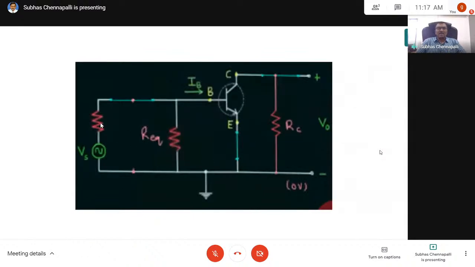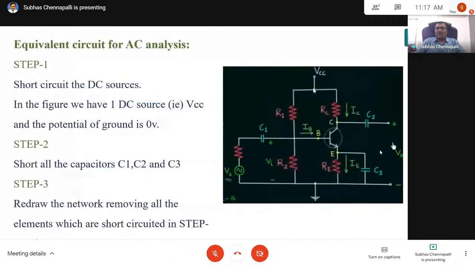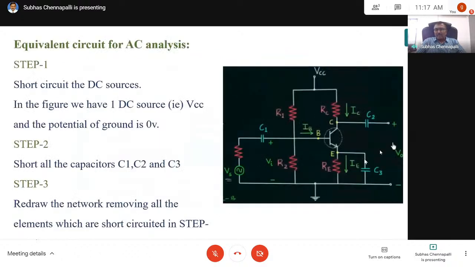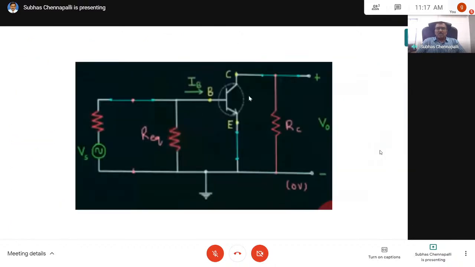Now this is RS, the source resistance. Then the equivalent resistance is R1 in parallel with R2. When you ground the supply, R1 comes to this side, in parallel with R2. Then RC gets grounded here. That's what is shown here; you see it's grounded. Then RE gets shorted because the capacitor gets shorted this way. So this is the AC equivalent circuit, keeping the transistor symbol as it is.